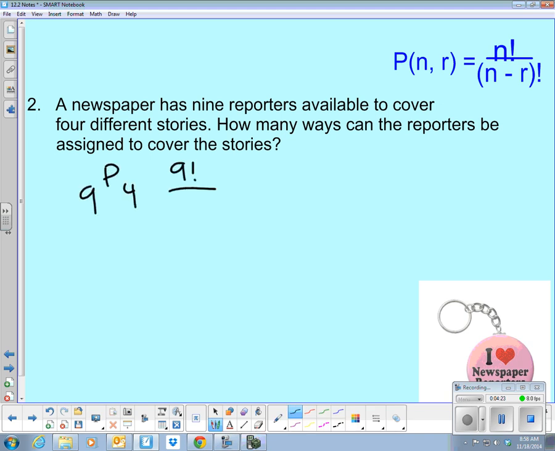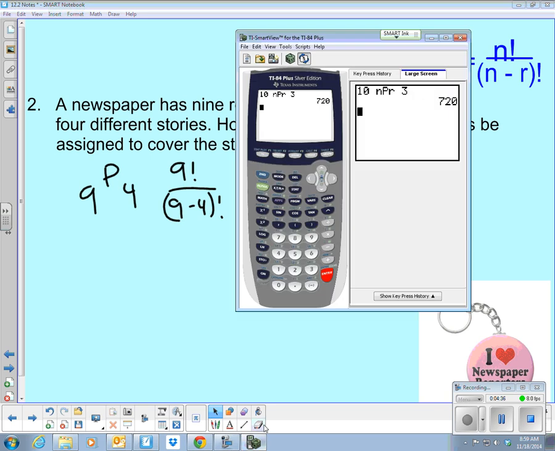So 9 factorial over 9 minus 4 factorial. All right? So you can multiply that out and cancel out. And you can do it by hand if you want. It's not a bad habit to get into.